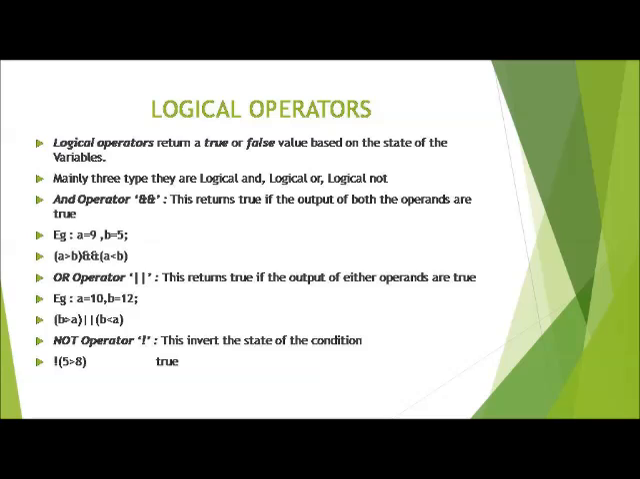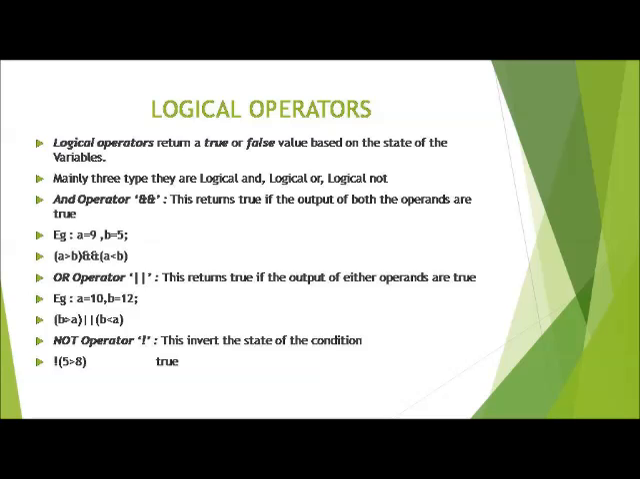First, we can see the logical AND operator. See the symbol used for the logical AND: two ampersand symbols together. This returns true if both the operands are true. For example, a = 9, b = 5. a > b && a < b.